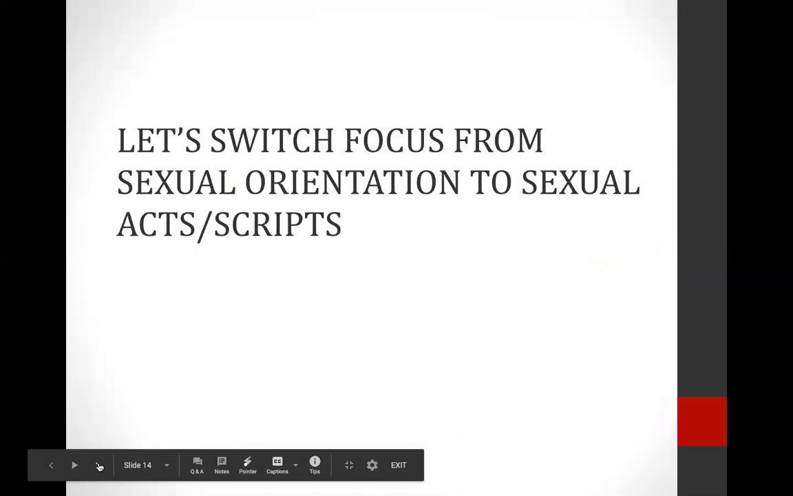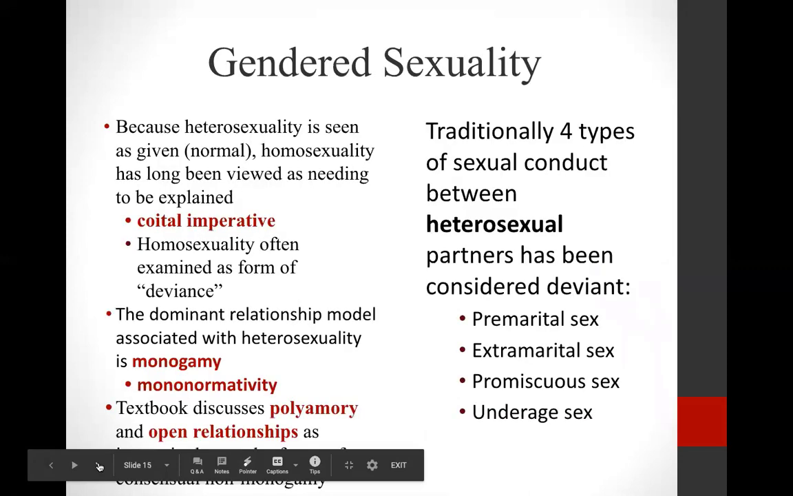So moving away from sexual orientation to some other aspects of sexuality, particularly sexual acts or sexual scripts, let's consider some of the points from your book. Because heterosexuality is seen as a given, homosexuality has long been viewed as needing to be explained. And it's often been seen as a form of deviance. You can even see it in how we think about sex, or what we count as real sex. And your book discusses that through the concept of the coital imperative, right?